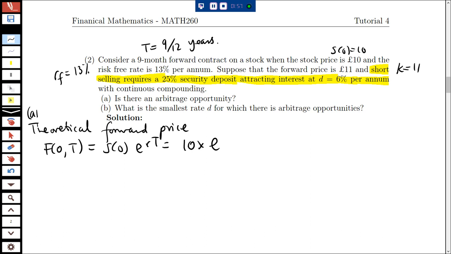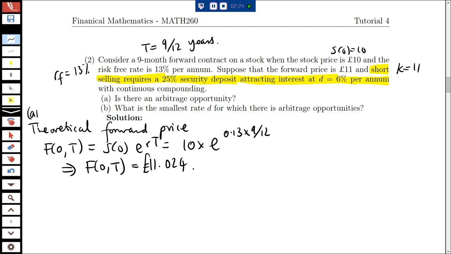The value, the theoretical or the fair value, is S0 e to the RT, which is 10 quid times by e to the risk-free rate times 9/12. Okay, so the theoretical value of the forward contract, by my calculation, is about £11.02.